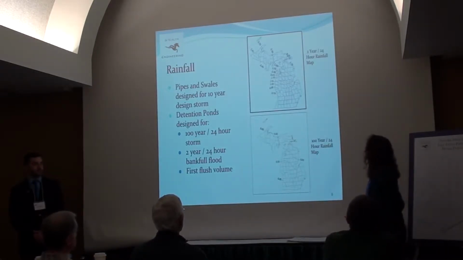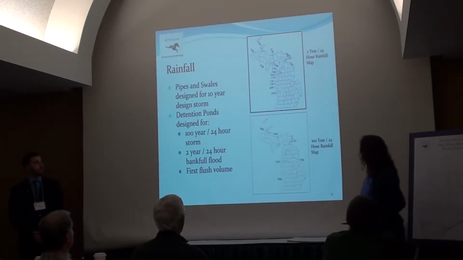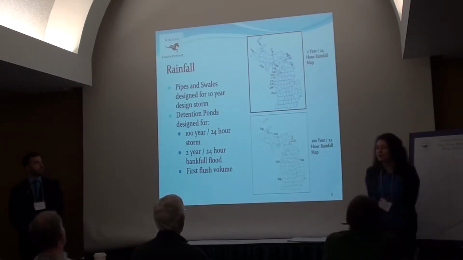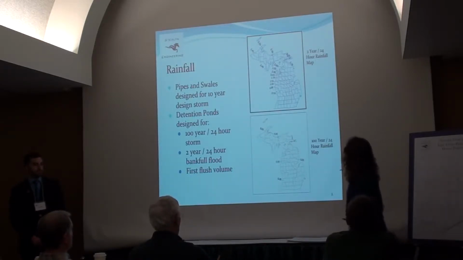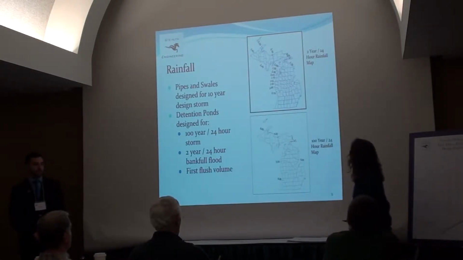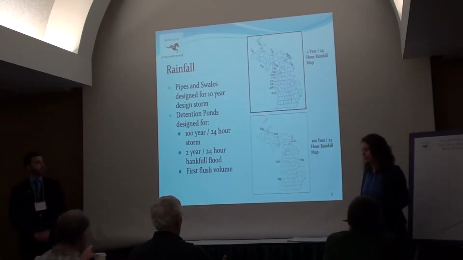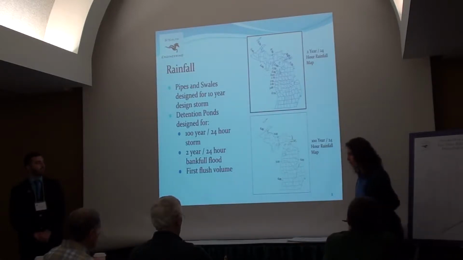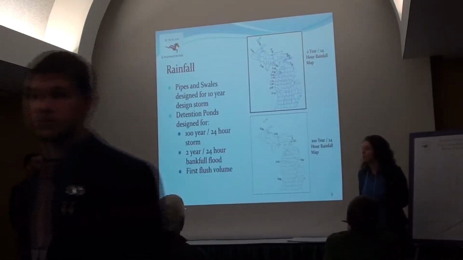These are the maps that we used to determine rain intensity. The pipes and swales were designed for a 10-year design storm, which had 3.54 inches of rain. The detention ponds were designed based off these maps. The 2-year 24-hour rain map represents the amount of rain that would occur in an event that is 50% likely per year. So we have a 50% chance every year that we will get 2.55 inches of rain.